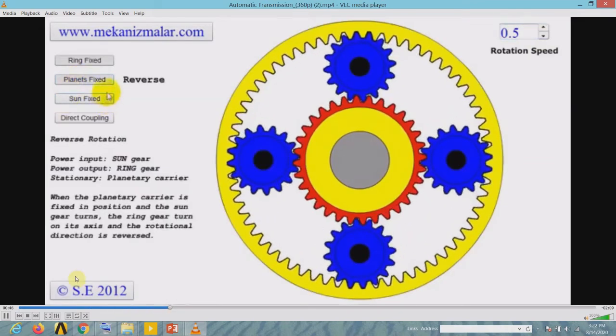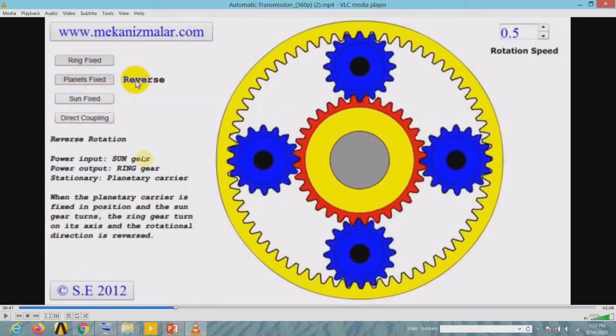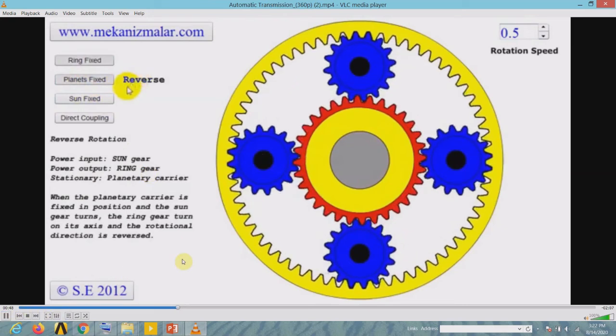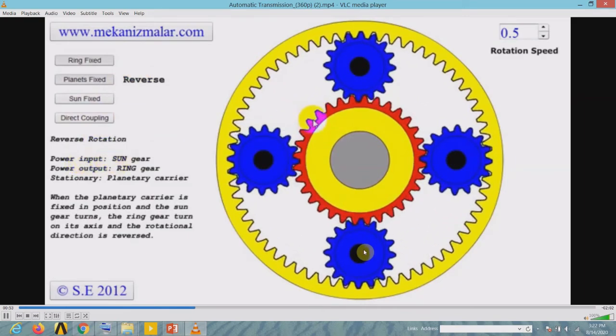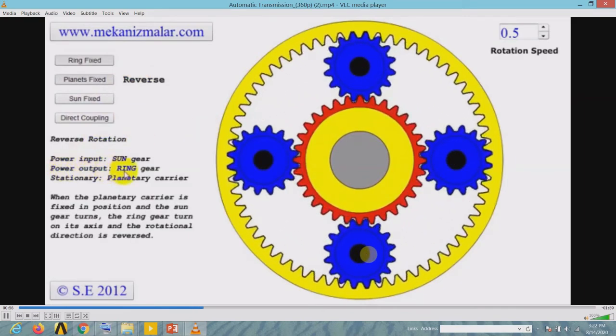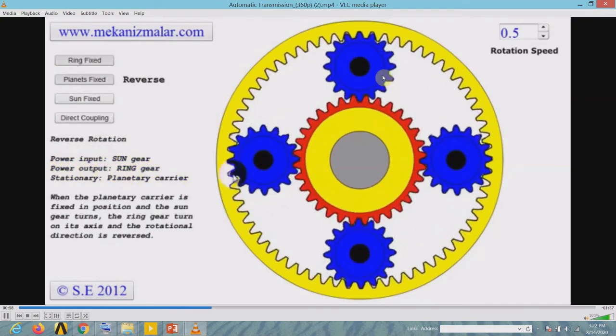Next, the case of reverse rotation. In this case of reverse rotation, planetary carrier is fixed. Planetary carrier is shown as black dots, pins which are on the planet carrier. Power input is given to the sun gear and power output is taken at the ring gear. So let us have a look at the motion. You can see the axis of planet gears are fixed because we have fixed the planet carrier. So all the planet gears will rotate about their own axis only.